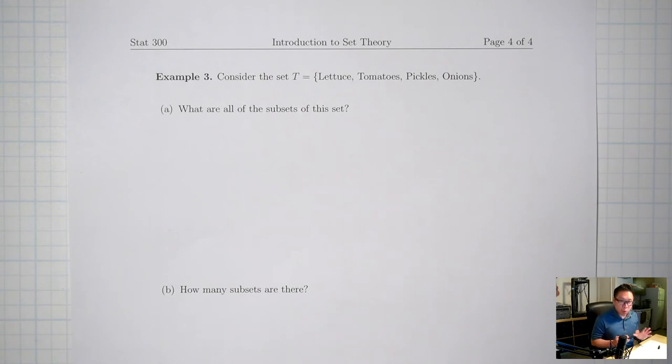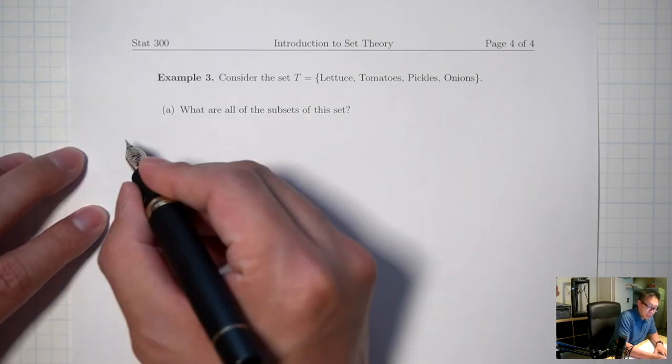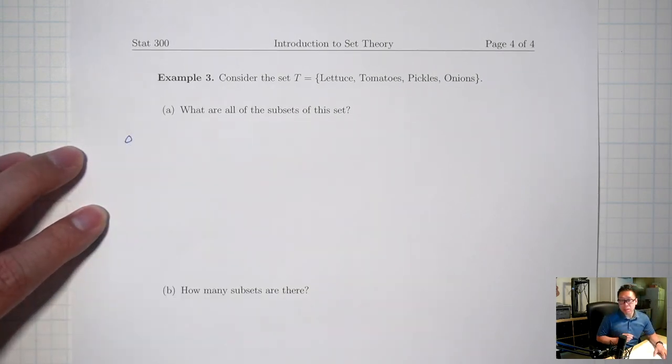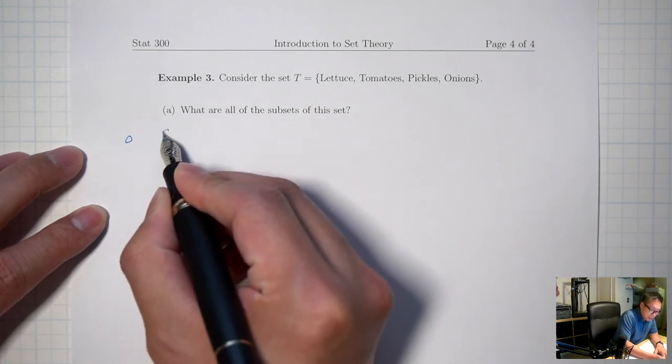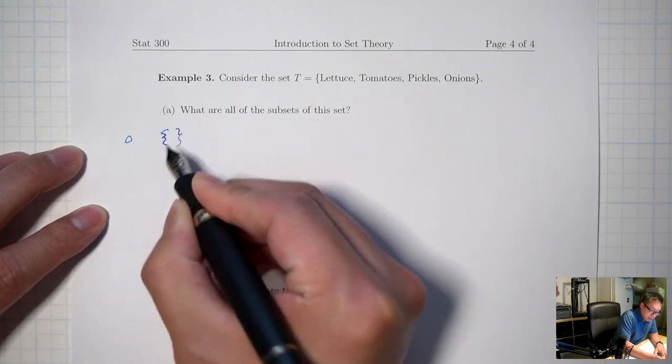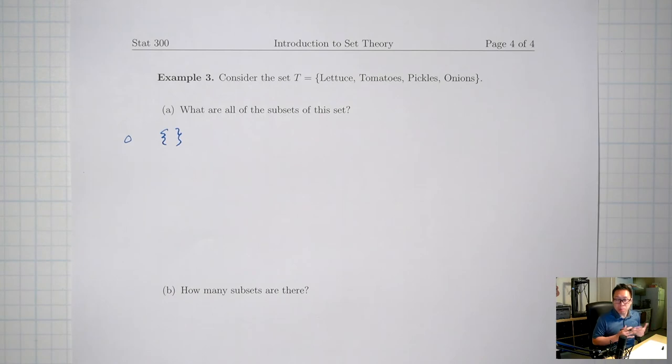So let's try to be organized here. Let's organize it by the number of toppings that they can choose. Obviously, they can always say, I want nothing on it, which is a zero number of toppings. And the set that represents that is the empty set. So they would just want it plain, with no toppings.